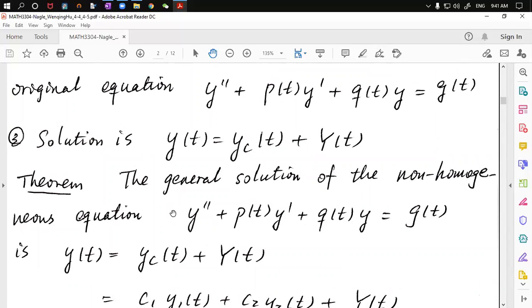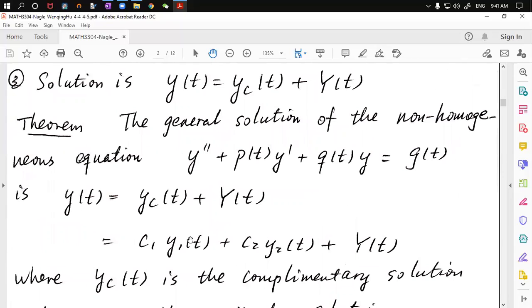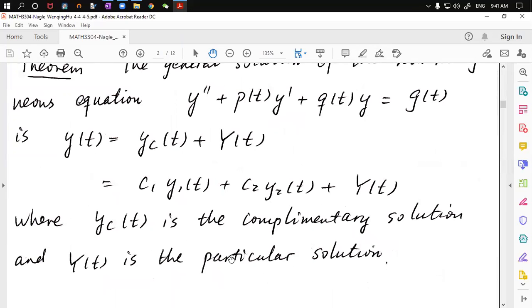The theorem says that the general solution of the non-homogeneous equation consists of 3 parts: 1 part and 2 parts. The first and second parts together form the solution of the complementary equation. And the third part is just one particular solution. No matter what it is, you just want to find one particular solution of this problem. That's enough. Is that good for everybody?